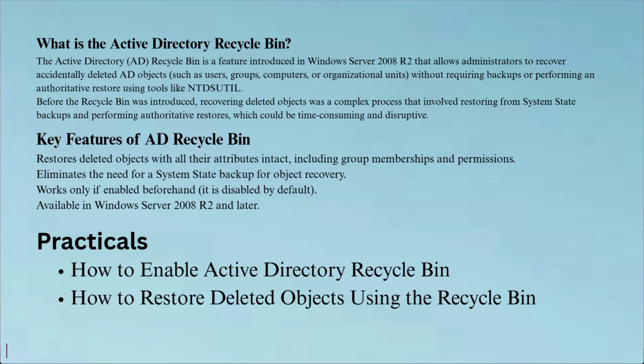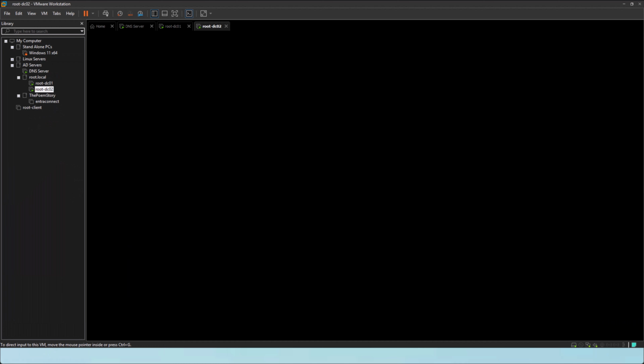But make sure it is enabled before you try to restore, like when you need to restore an ID. It is disabled by default. So it is recommended that when you set up your Active Directory, the first thing you do is enable the AD Recycle Bin. Now we will look into practicals, how to enable Active Directory Recycle Bin and how to restore deleted objects using the Recycle Bin. So I will share my lab screen with you.